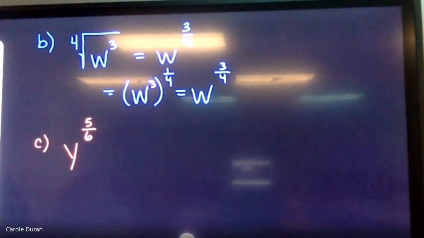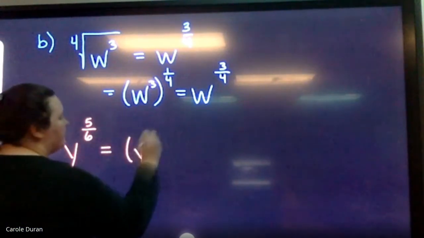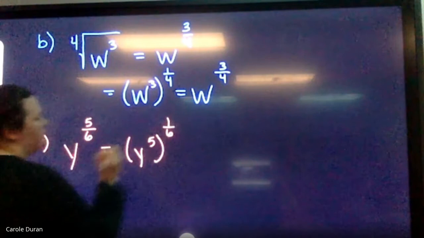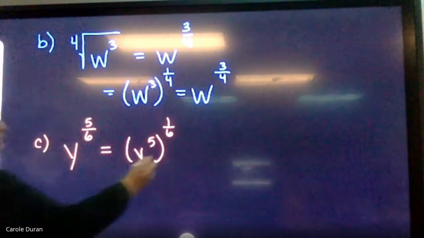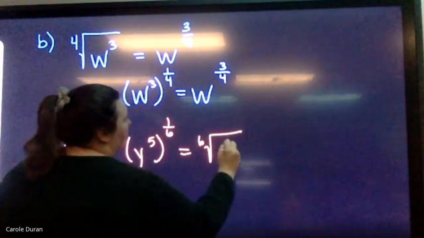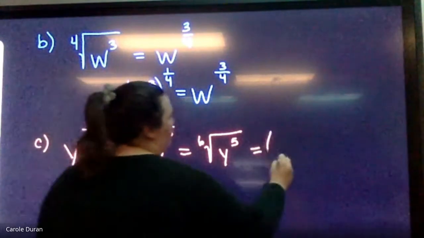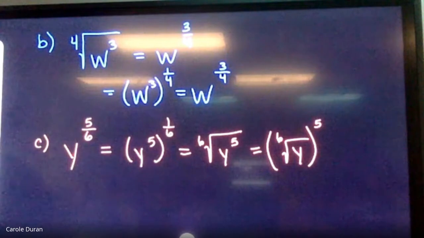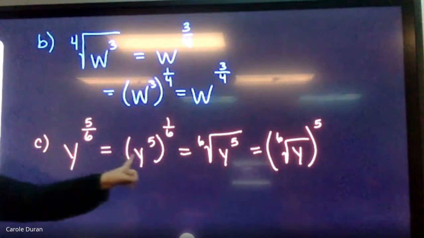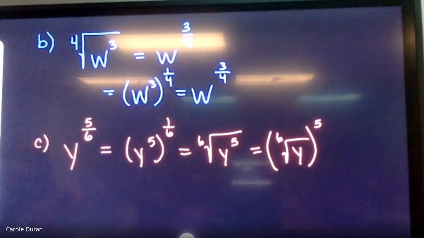First thing I'm going to do is separate this into 2 exponents. So this becomes y to the 5th to the 1/6 power. I recognize that the 1/6 power means a 6th root. So this becomes the 6th root of y to the 5th, or that could be the 6th root of y all to the 5th. Either one of those is correct for those final 2. I'm just breaking it down to its absolute minimum so you can see what's happening. If you see the connection already, jump right to it. That's fine with me.